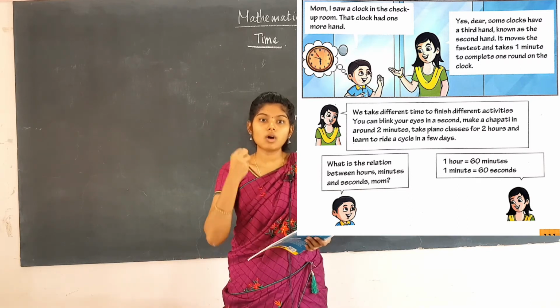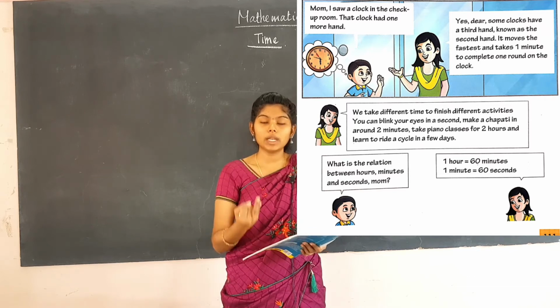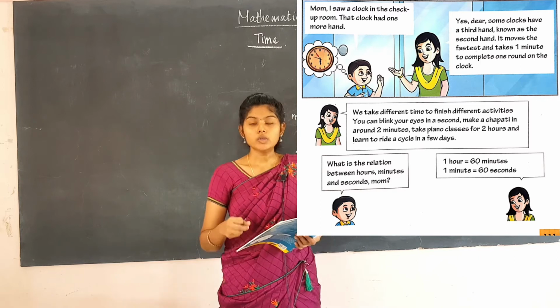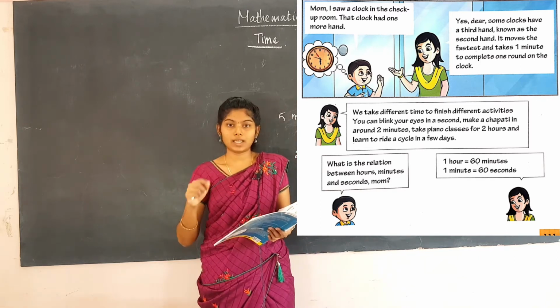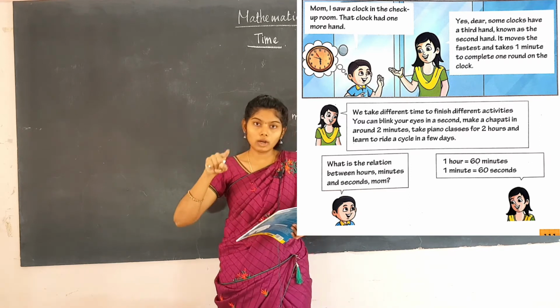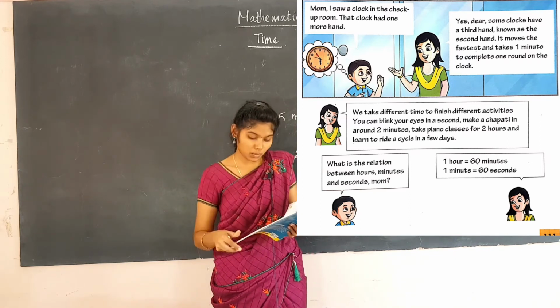The short hand is for hour and the long hand is for minute, and the fastest hand is said to be the second hand. Second hand means it takes seconds. Each one takes seconds, so it is said as second hand. For one full rotation it takes 1 minute.